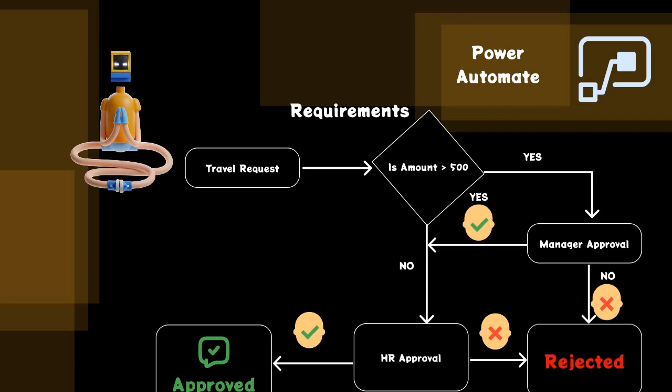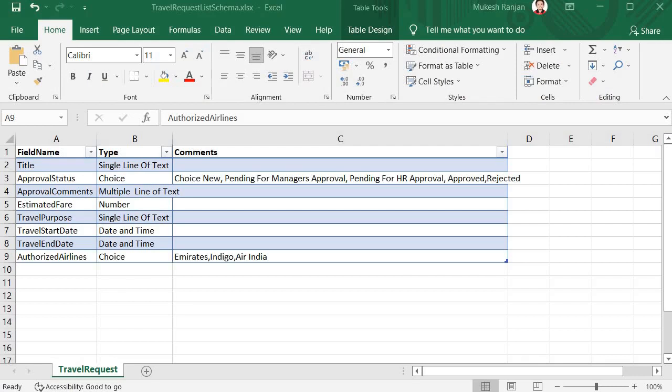So the first step, create a list where the user will raise the travel request. So let's look into the schema, how the schema will look, and then we will create the list. So guys, the travel request list should have these columns: title, which is of single line of text, which comes by default; approval status, which is of type choice, and it has these values: new, pending for manager's approval, pending for HR approval, approved, rejected. So these 5 choice options the user will get for approval status.